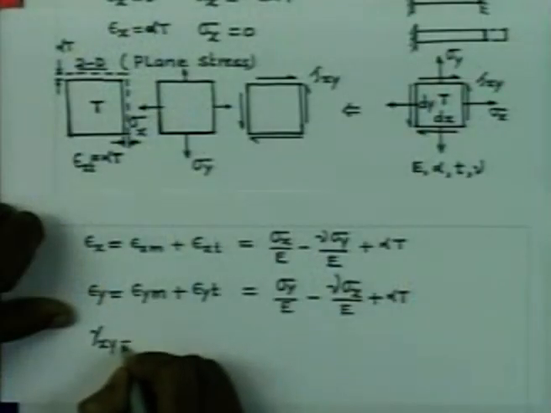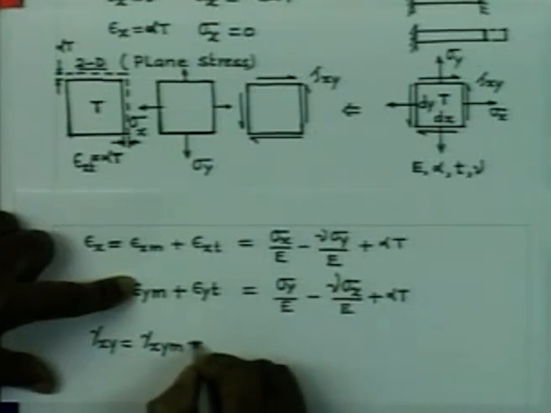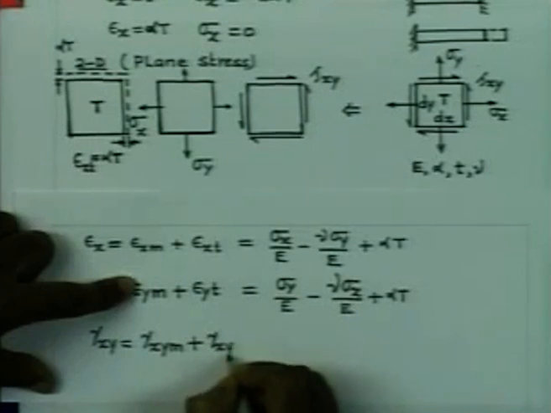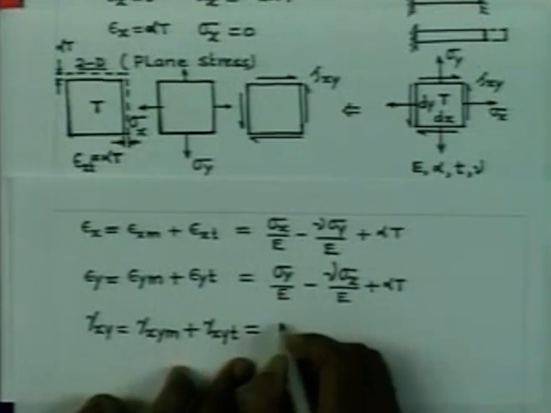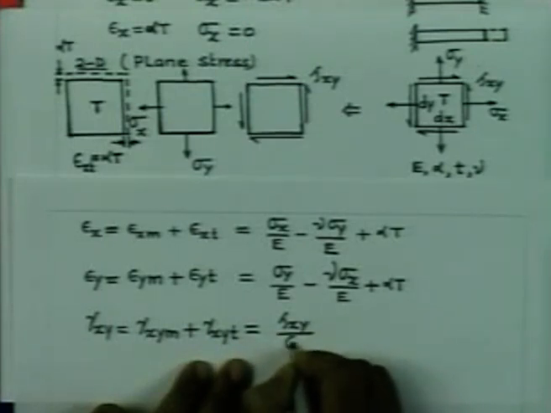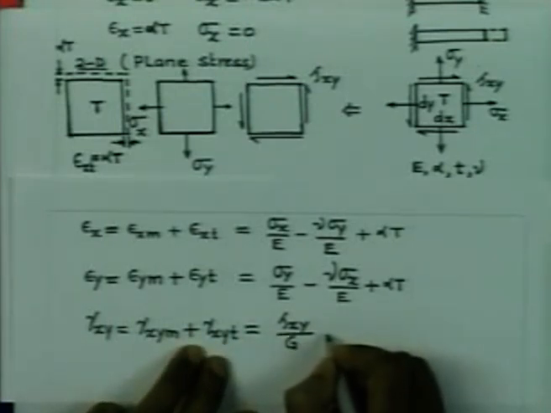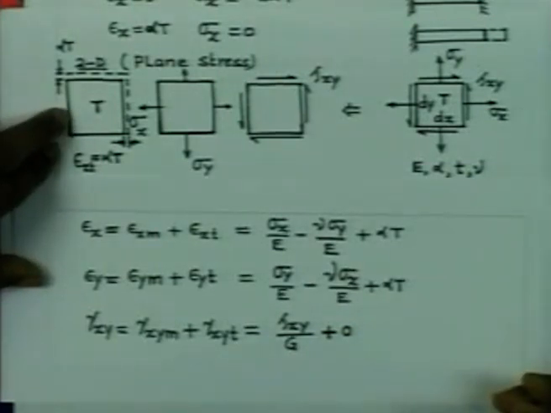Now, the shear strain gamma xy, again we will have gamma xy due to mechanical loading and gamma xy due to thermal loading. The strain due to mechanical loading is straightaway given by tau xy by G, and this part is equal to 0. So, please note this, that under the action of the temperature rise, you are not going to have any shear deformation.